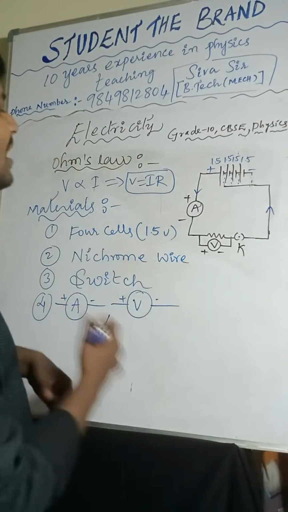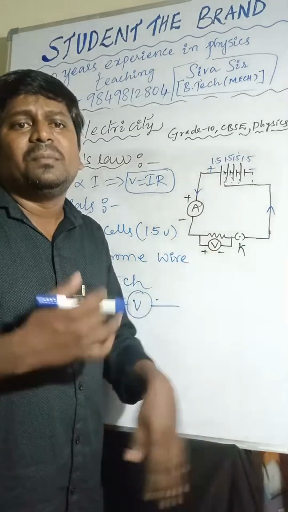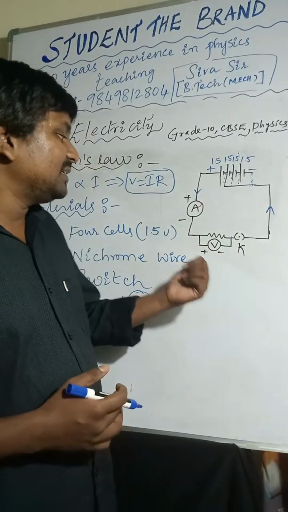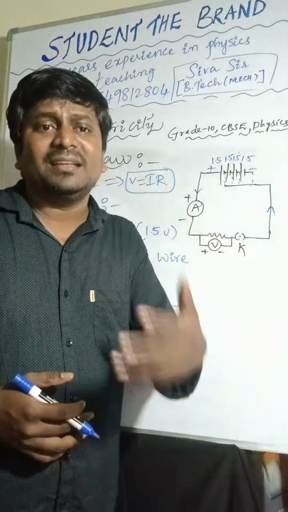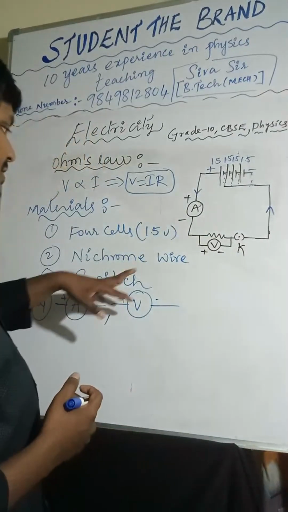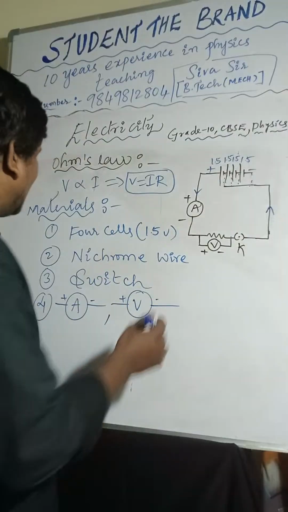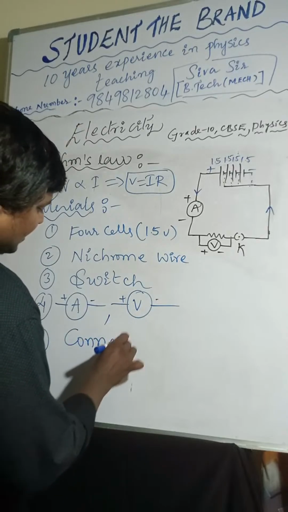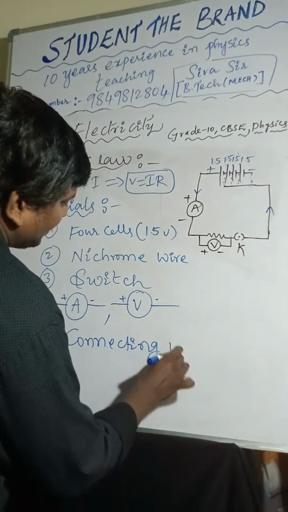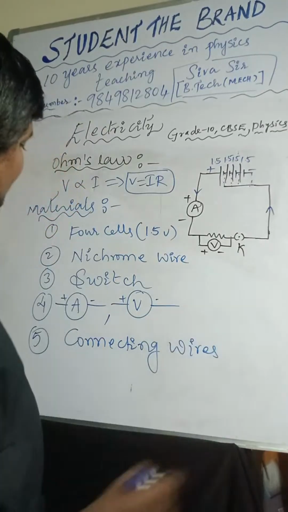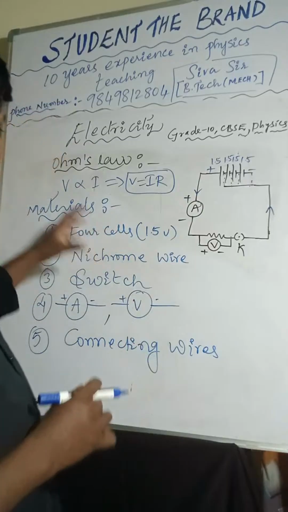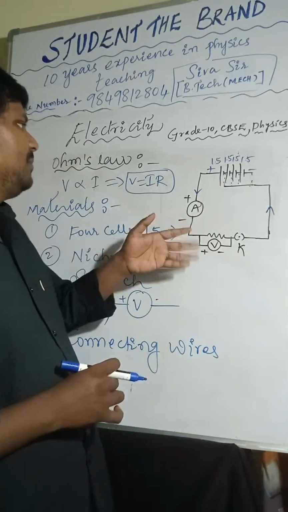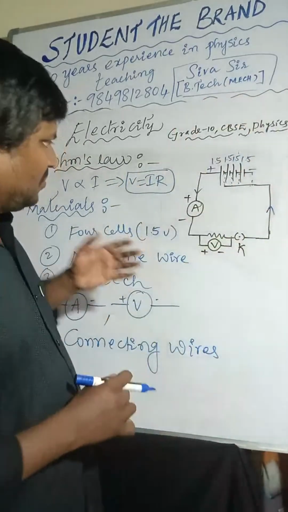Nichrome wire is an alloy of nickel, chromium, manganese, and iron metals. So switch, open, closed. Ammeter, voltmeter, and the fifth one is connecting wires. Yes, so these are the materials required.